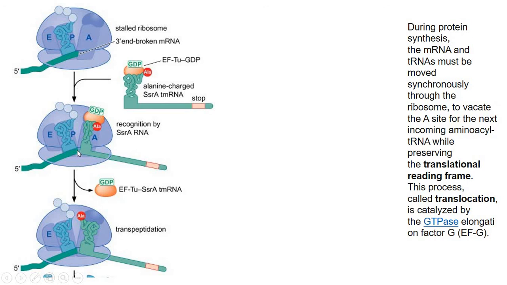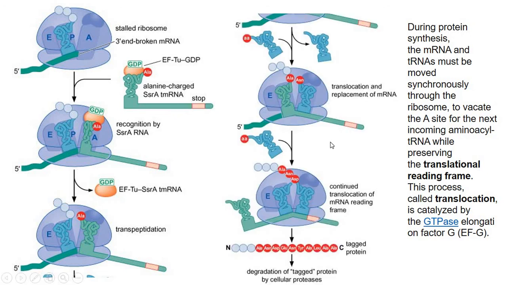This SSRA RNA will then, this EF2 GDP will be hydrolyzed, and this alanine will be presented. So this is accommodated here. Transpeptidation happens, so these peptides will switch here. So alanine is here, and the one that was there switches the form, and then it uses from here. It will keep on moving.